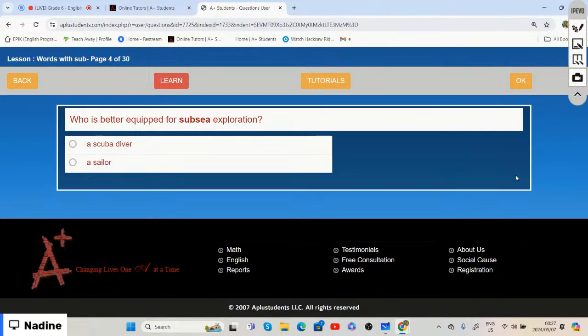All right, one more. Who is better equipped for subsea exploration? Think of something underwater, right? Under the sea. So, who is better equipped for subsea exploration? Is it a scuba diver or a sailor? It's like exploring under the sea.